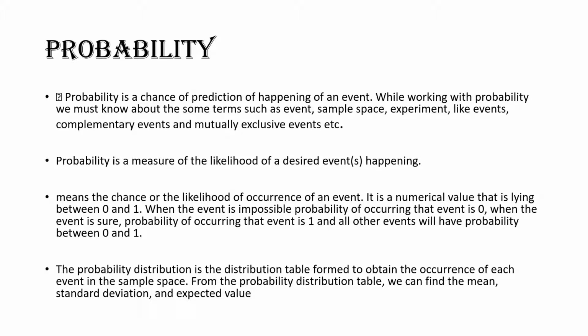Probability means the chance or the likelihood of occurrence of an event. It is a numerical value that is lying between 0 and 1. When the event is impossible, the probability of occurring that event is 0. When the event is sure, the probability of occurring that event is 1. And all other events will have probability between 0 and 1.